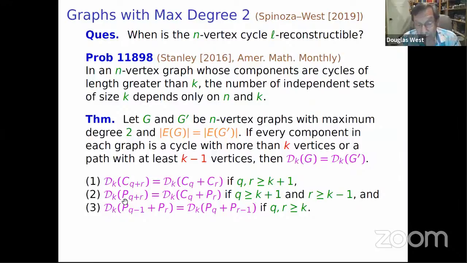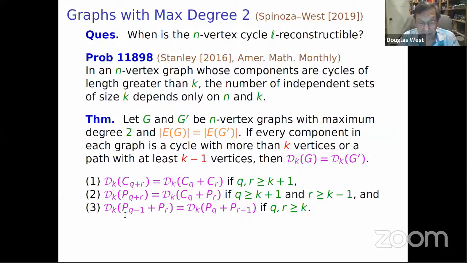Or if you have a long path, you could split off some of the vertices to form a cycle and leave the rest as a path, as long as the cycle has at least K plus one vertices and the path has at least K minus one vertices. Again, these two graphs, one of which is connected and one of which is not, would have the same K deck.